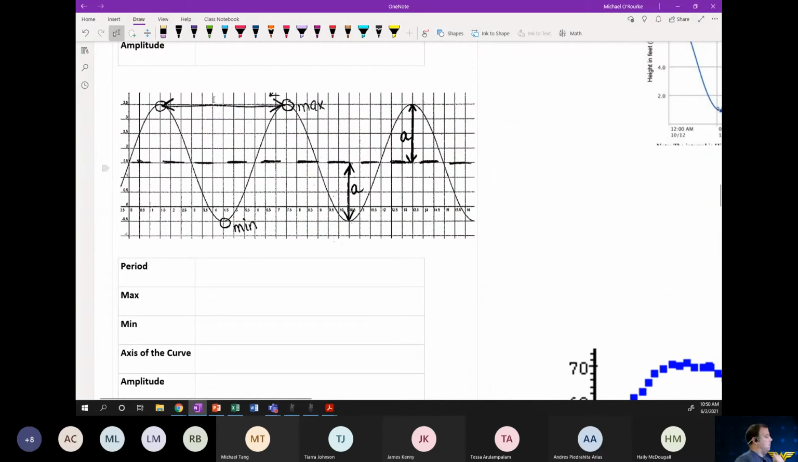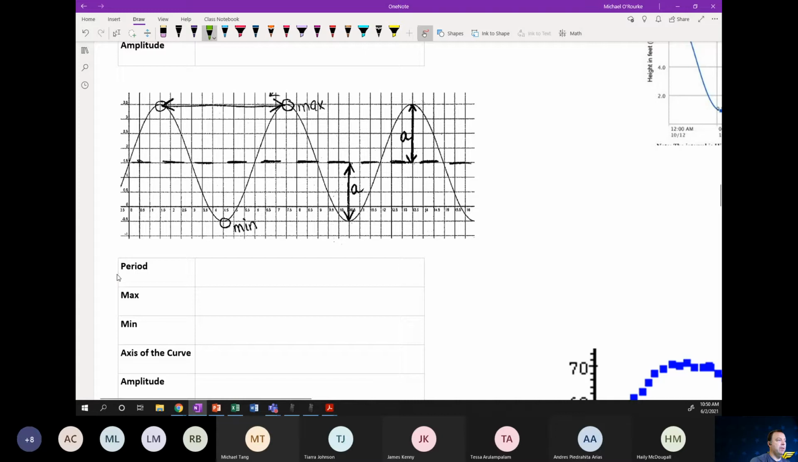So these will not always be in degrees. They'll be in different values. Okay. They'll have different values depending on the situation. So I'm going to walk you through the first one here. My period. Okay.